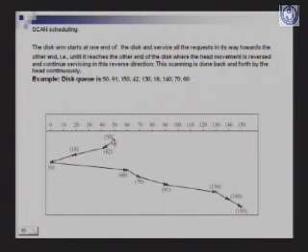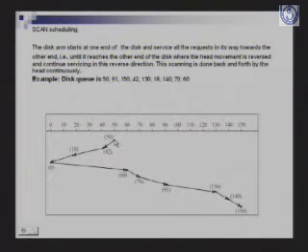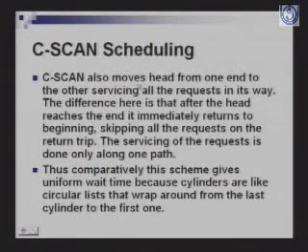Then there is another scheduling under this, a specialization called C-scan scheduling. C-scan differs only at one point. C-scan also moves the head from one end to the other like scan scheduling, but the difference is that after the head reaches the end, it immediately returns to the beginning, skipping all the requests on the return trip. So the servicing of requests is done along one path only.